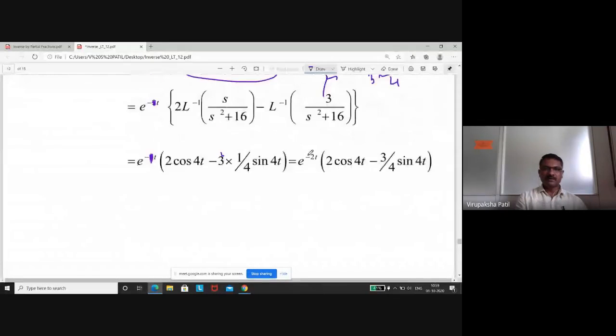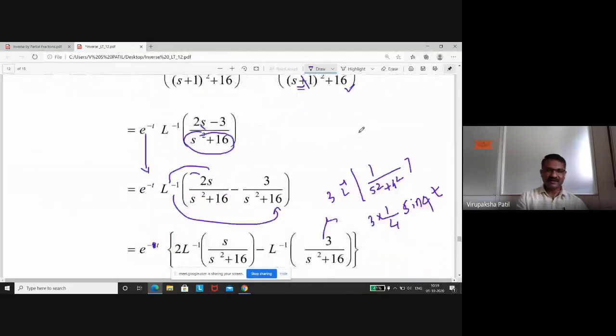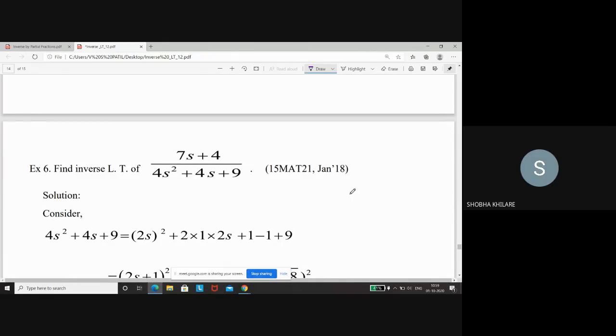You have become perfect to make this denominator. How to make this square? I think you have become perfect. Is that clear? Yes, sir. My goodness, say yes or no. Yes, sir. Okay.